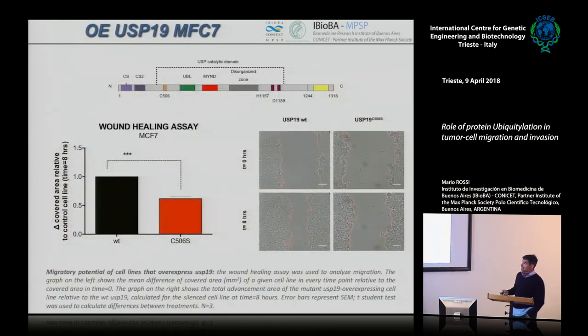And here again, a wound healing assay. If you take the cells expressing the wild type compared to the mutant, the wild type can close the wound much faster than the mutant. We don't have it here, but the controls were somehow in the middle, between the mutant and the ones expressing the wild type. So maybe the mutant has some dominant negative effect on the endogenous one.